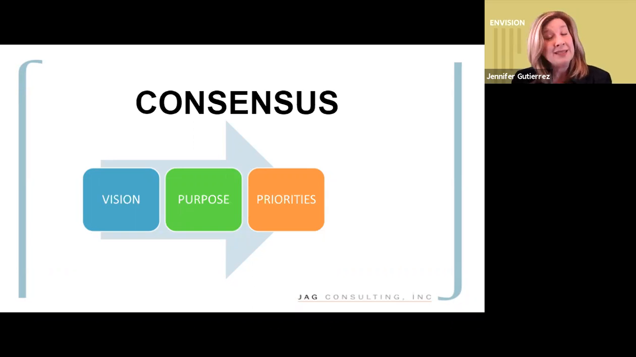The next piece after vision is purpose, and purpose has to do with that statement of mission. You know, why do you exist? Why are you there? And then priorities. The last part of this process is really building that plan around those priorities and determining what the top 3 or 4 things are that you'd like to start with, and how you'll measure when you get there.